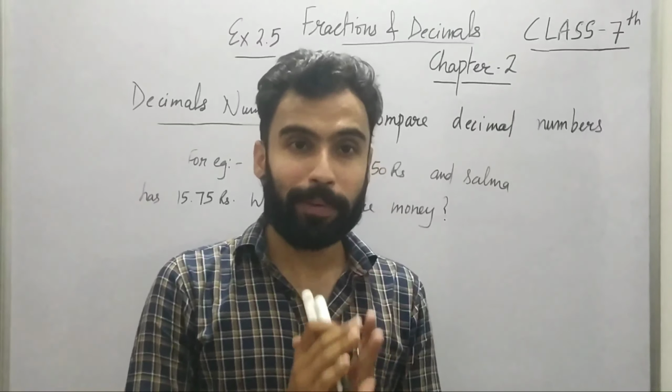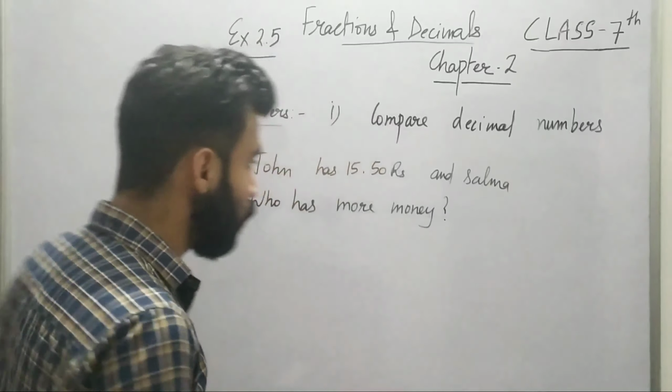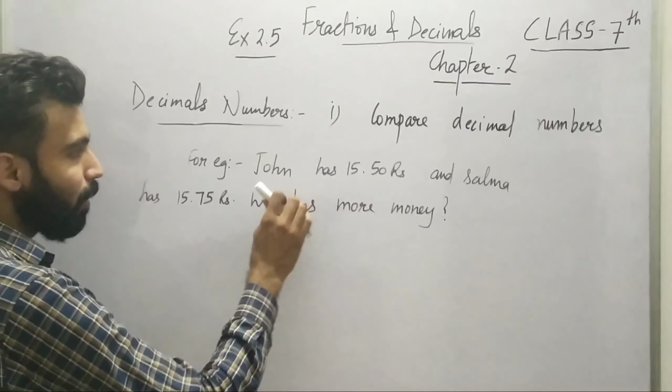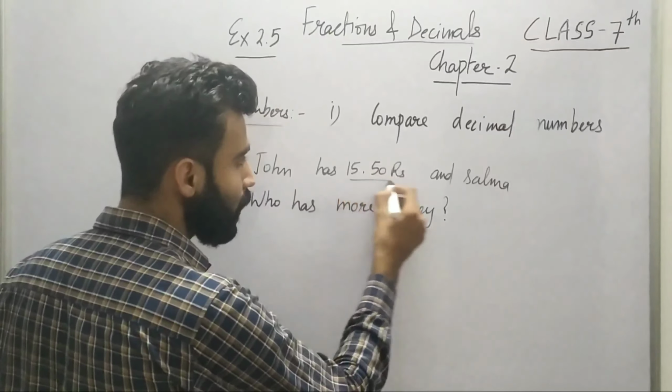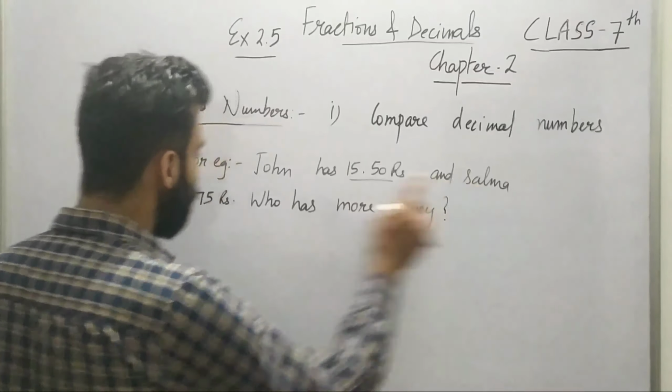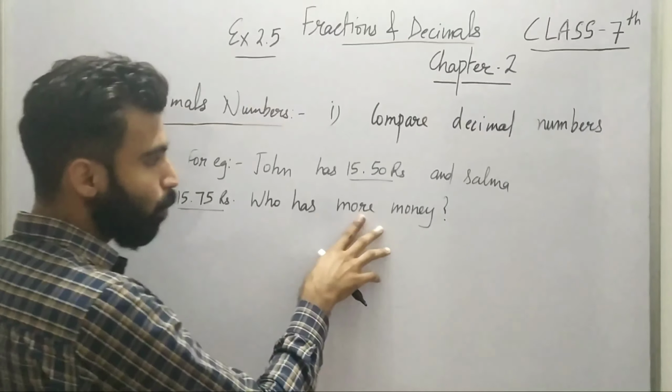So now we are going to compare decimal numbers, like we have done with fractions. Let me give you an example. John has 15.75 rupees, which is a decimal value, and Salma has 15.50 rupees. Now, who has more money?